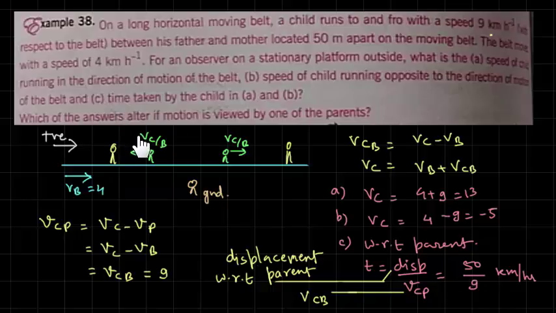Which of the answers alter if motion is viewed by one of the parents? So first, A and B will obviously vary, because for the parent the velocity of child will always look like he is running at 9 km per hour, whereas for the observer on the ground it was different depending on which side he was running on. But yeah, the time is the same, it doesn't matter who is observing it. The time it takes for the kid to go from here to here is independent of where the observer is sitting. So any observer will see that he went from here to here in the same amount of time.